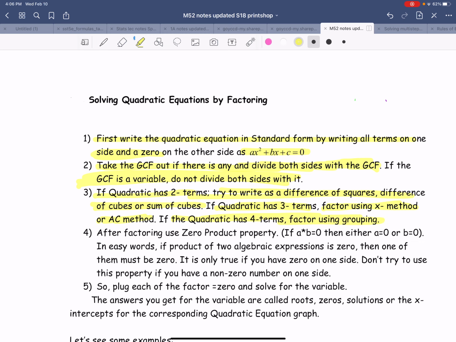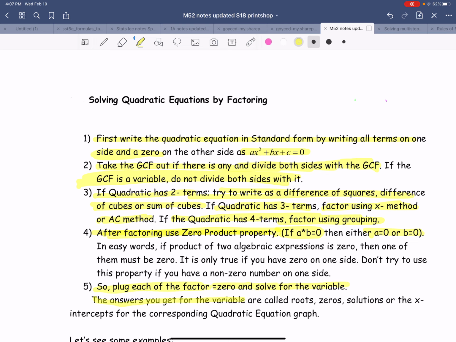After factoring, we will be using the zero product property, which says if the product of 2 terms is 0, then one of them must be 0. Product of 2 factors is 0, one of them must be 0. And lastly, we will be solving by setting each factor equal to 0 and solving for the variable.